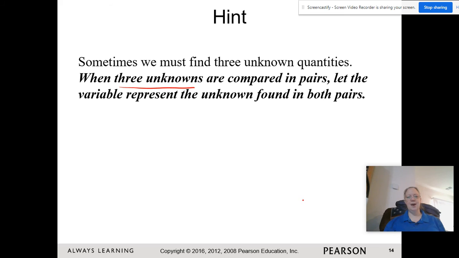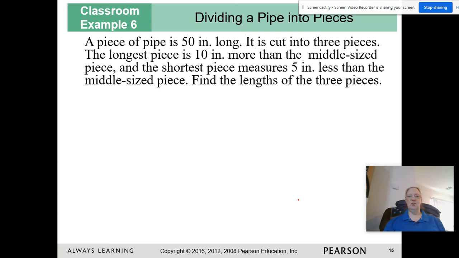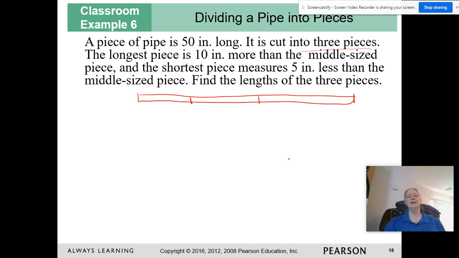Sometimes we have 3 unknowns, but you're always going to have one that's not described at all. So that's the one that's going to get the X. We've got a piece of pipe, and I can't draw to save my life, but you get the idea. When you cut it into 3 pieces, do your best to make sure each piece is a different length. If you cut it into 3 equal pieces, visually your brain gets tricked into thinking that they're the same size, and they are not. So just be aware of that. Do your best to cut it into 3 different lengths. So we've got the longest piece, the middle size, and the shortest piece. One of these is not described.